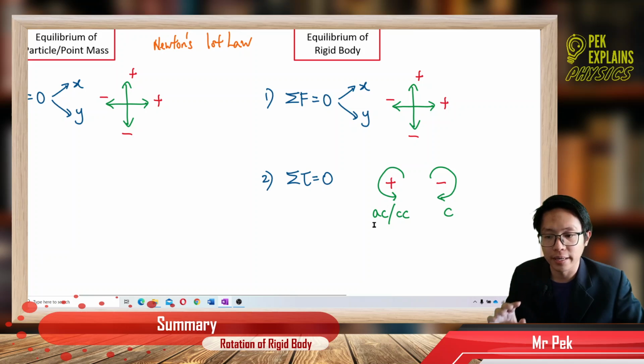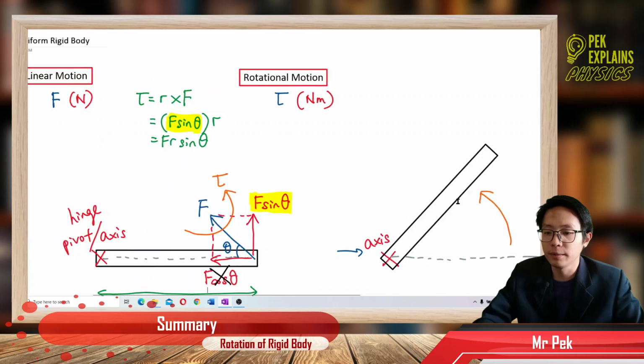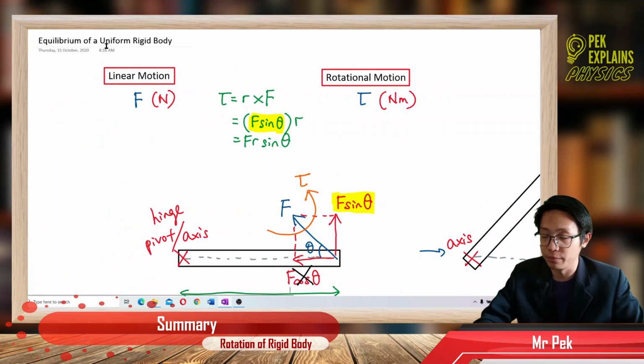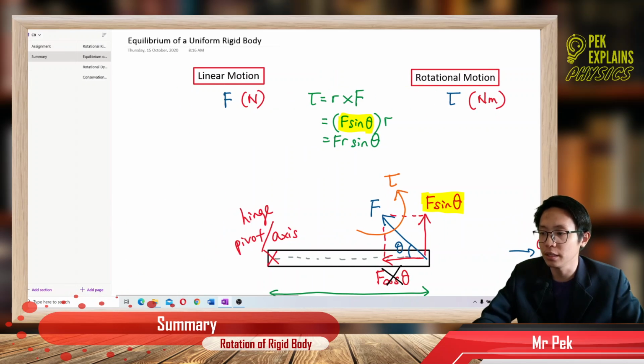Anti-clockwise, counterclockwise, same meaning. So anti-clockwise, counterclockwise, they are positive. Clockwise is negative. This positive and negative is just to show the direction. Now, this is about equilibrium of a rigid body. We will discuss more questions on this.